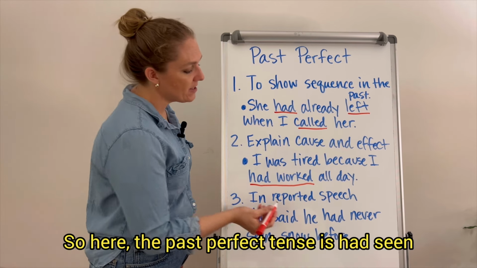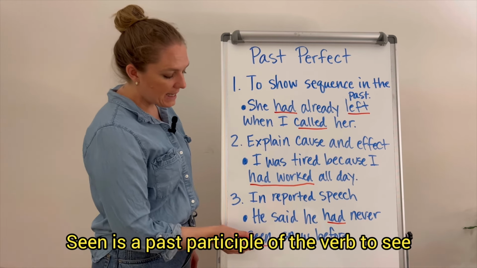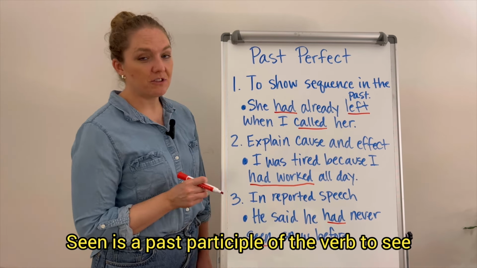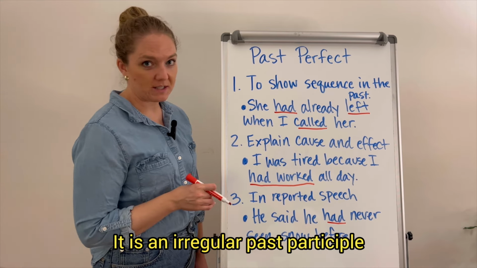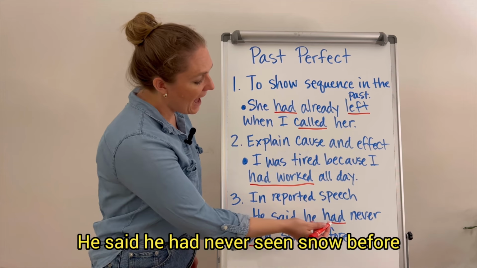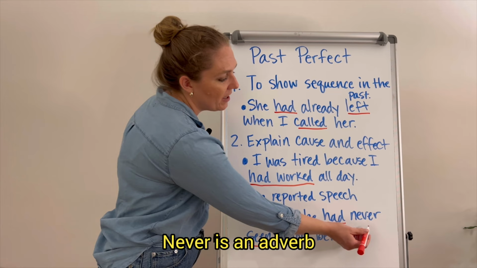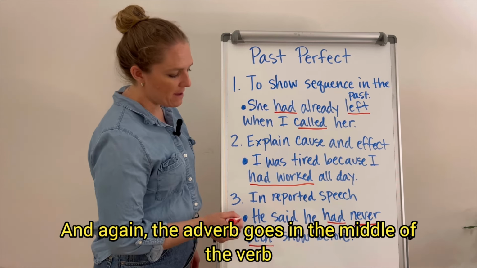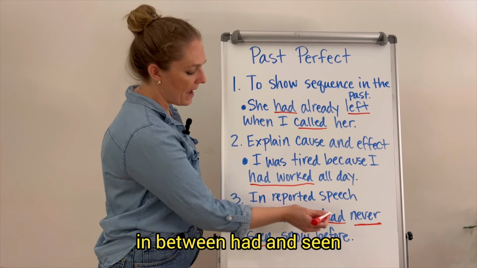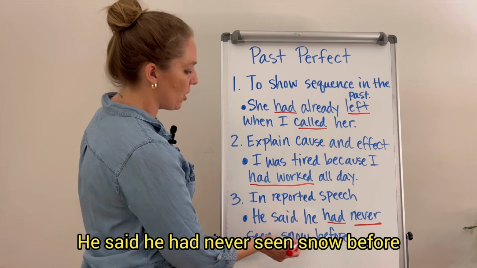So here, the past perfect tense is had seen. Seen is a past participle of the verb to see. It is an irregular past participle. He said he had never seen snow before. Never is an adverb. And again, the adverb goes in the middle of the verb, in between had and seen.